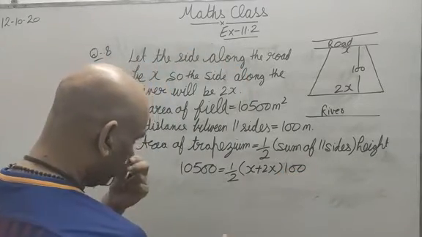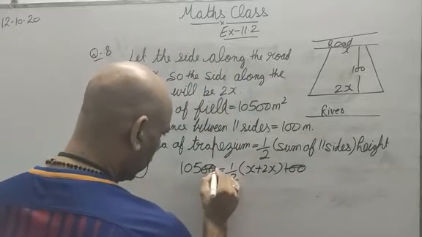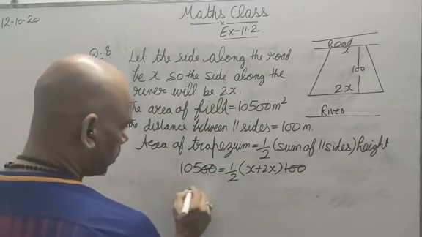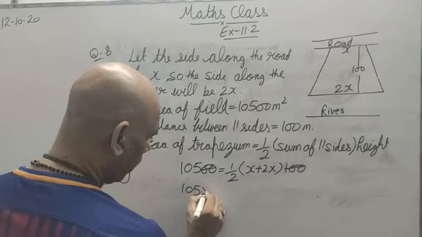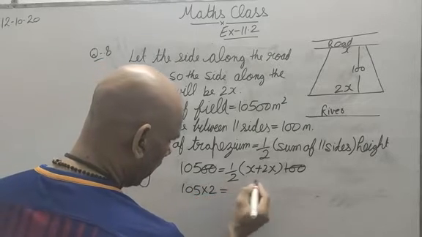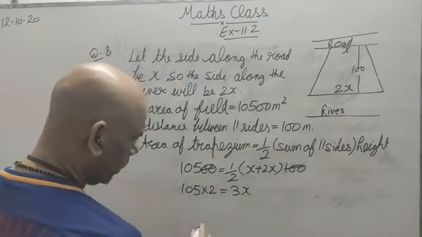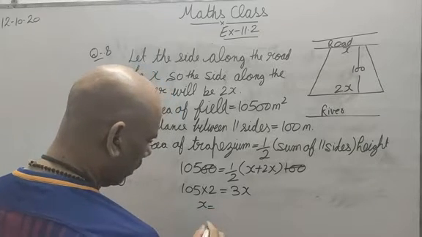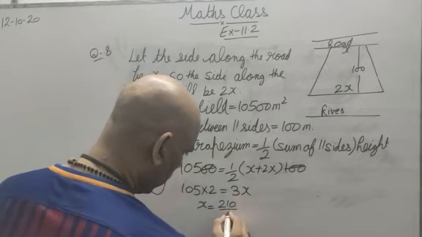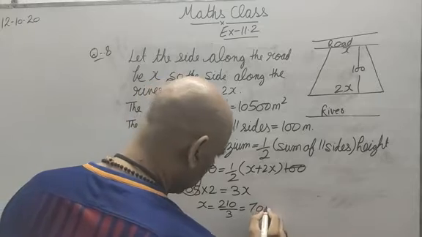So what should I do? This double 0 will cancel this double 0, and this 2 will go with 105 in multiplication, and x and 2x will become 3x. So in my next step I will get the value of x, that is 210 upon 3, 70 meter.